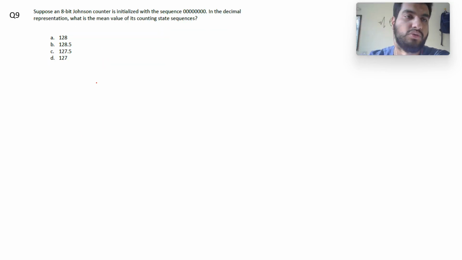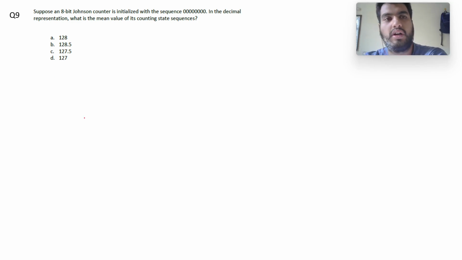Now moving towards question number 9. Question number 9 asks us: suppose an 8-bit Johnson counter is initialized with the sequence of all zeros. In the decimal representation, what is the mean value of its counting state sequences? So we need to find out the sequences, we need to find out the counting states, and then finally we need to find their mean.